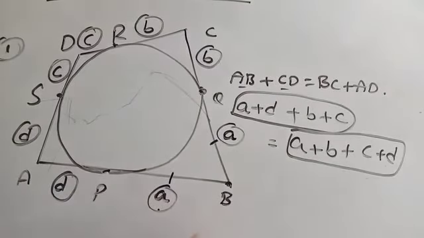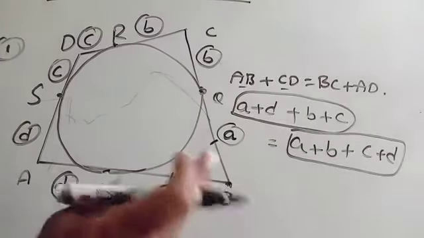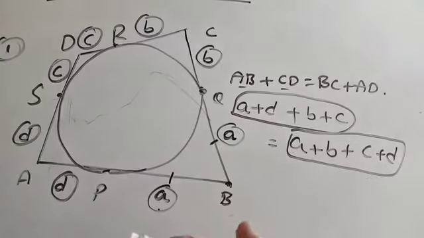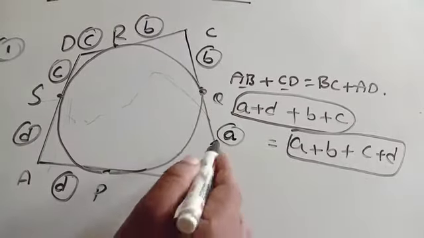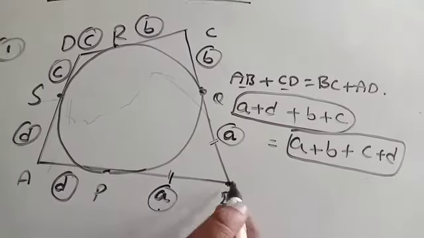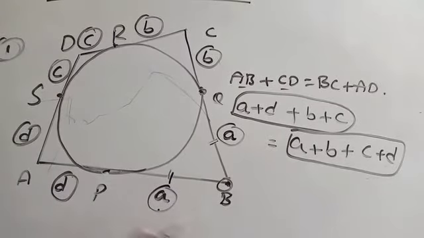Let BP is equal to A. Then BQ is equal to A. Why? Since length of tangents drawn from a point are equal. Clear? This is one very important question. Okay, now one more question.